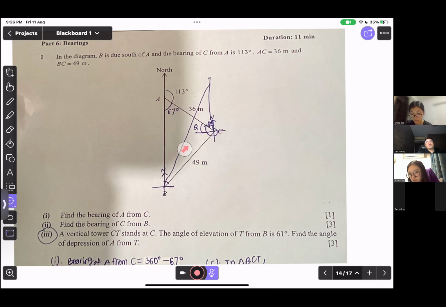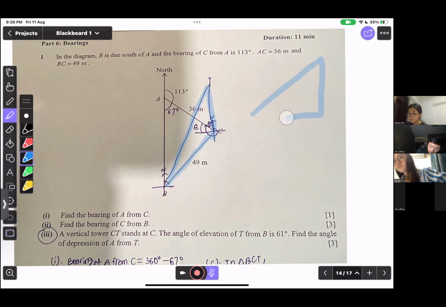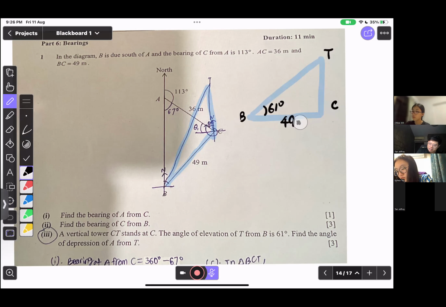So what are they trying to tell me? The first one, you look at this triangle. You have drawn a blue color triangle here. If I look at this blue triangle, this is from B, this is 61 degrees. This is CT, so this is 49 meters. So first, you need to find CT using the blue color triangle. Do you understand what I said?